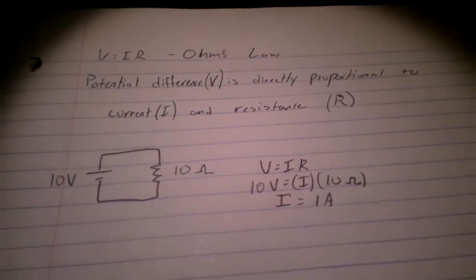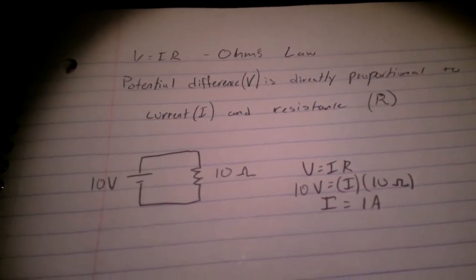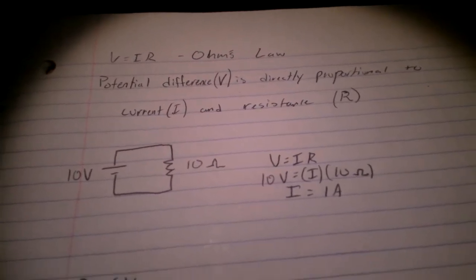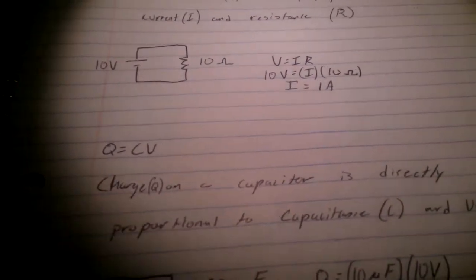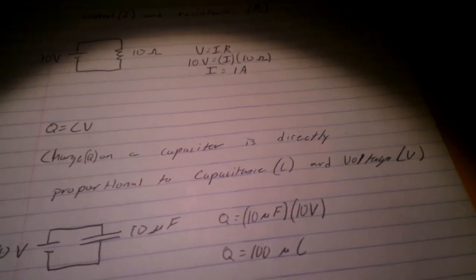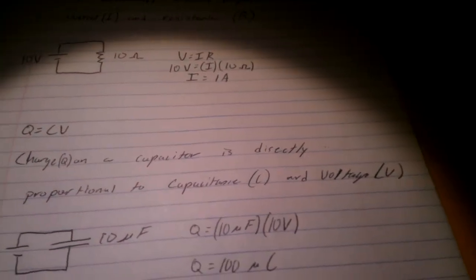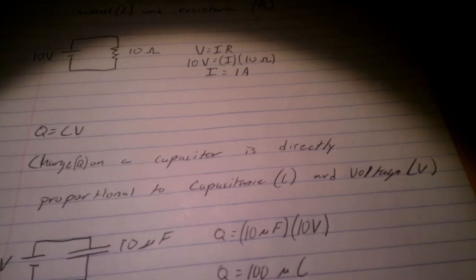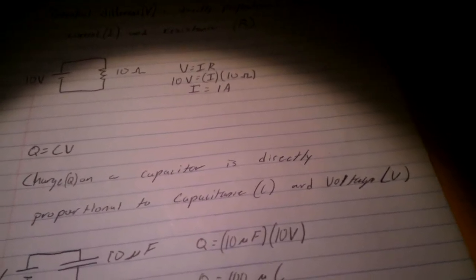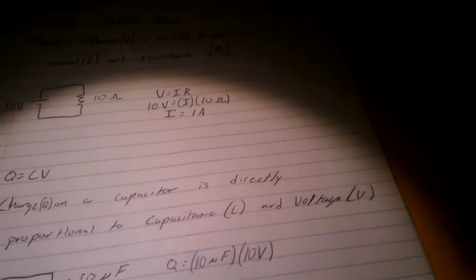And it can be used for way more complex circuits that take a little more time and better knowledge of the equation. And the next equation is Q equals CV. It's another simple equation, just three variables. And this one states that the charge Q on a capacitor is directly proportional to capacitance, which is symbolized by C, and voltage or potential difference, V.